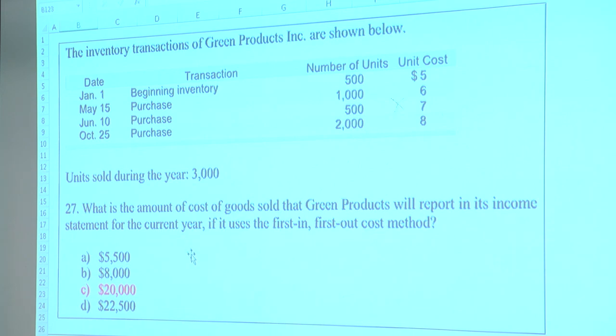So question 27 is, what is the amount of cost of goods sold that Green Products will report in its income statement for the current year if it uses the first in, first out cost method? So this is a costing method question.